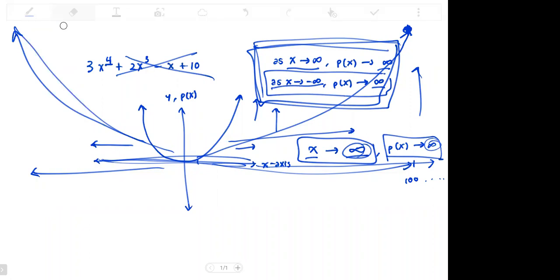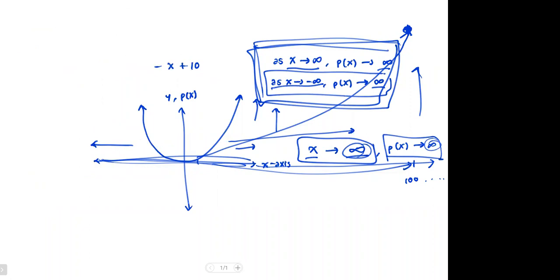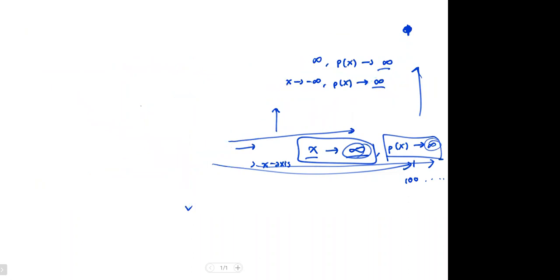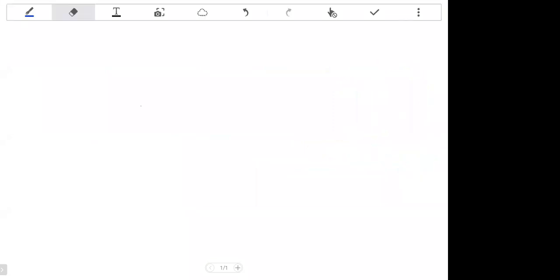Anybody still confused? I'll do one more example and wrap it up. Any other questions? That was a good question. Nobody? Okay. Let's do one more example.